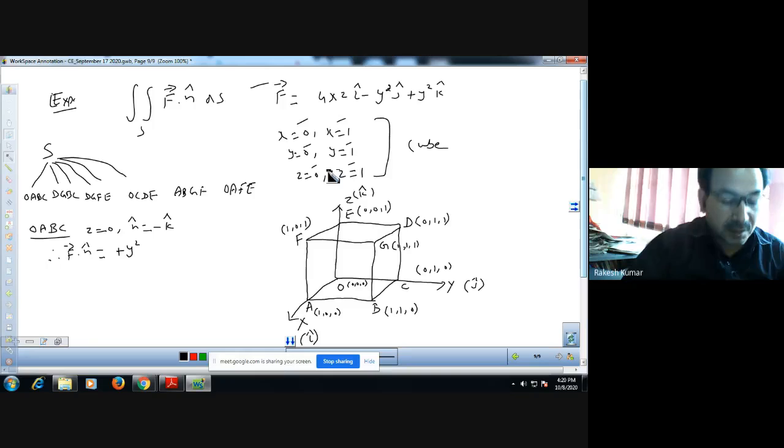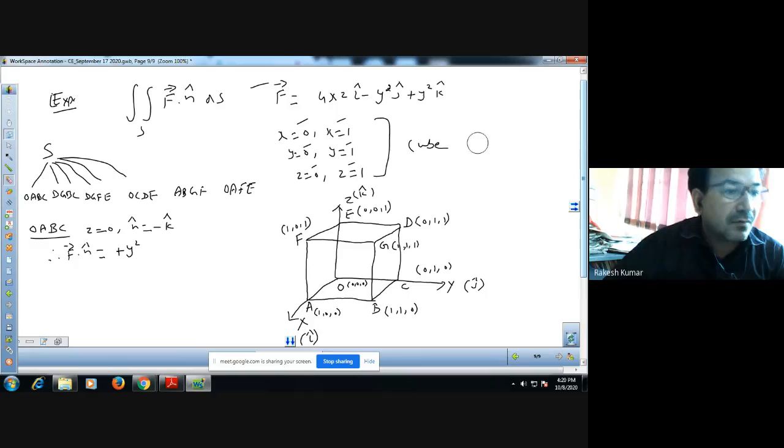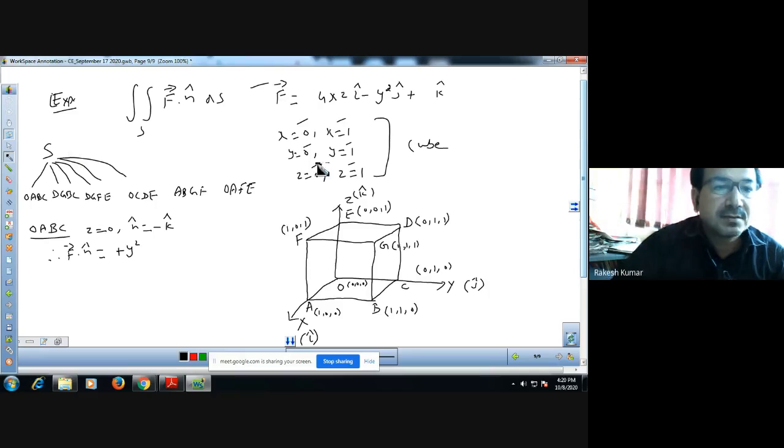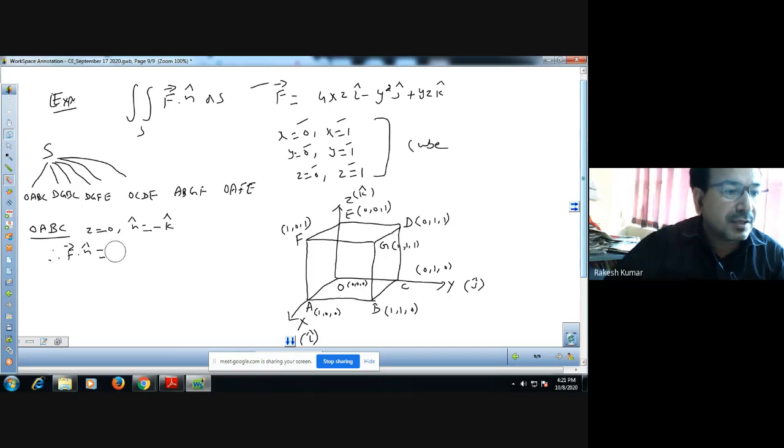Okay. This is a little correction there. I have wrongly written the coefficient of k cap. This is not y square. This is actually yz. Please rectify this. This is yz, coefficient of k cap. So accordingly, this should also change.